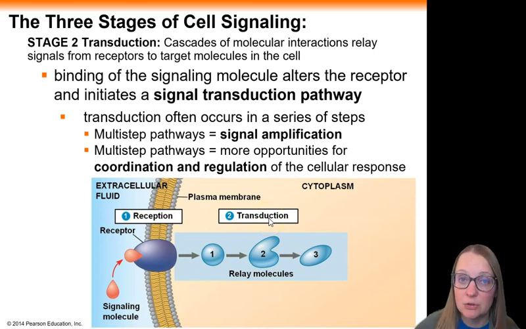And then number 2, another reason why multi-step pathways are important, it provides opportunities for the cell for coordination and regulation of cellular responses. If you have to go through a series of steps, there's a lot of places where the cell can say, oops, just kidding, never mind, I didn't really want to activate that, and it can stop the pathway before you even create the cellular response. Or sometimes signaling pathways can also branch, and so that'll allow the cell to figure out where it wants that signaling pathway to branch and what ultimately needs to be started or maybe stopped within the cell.